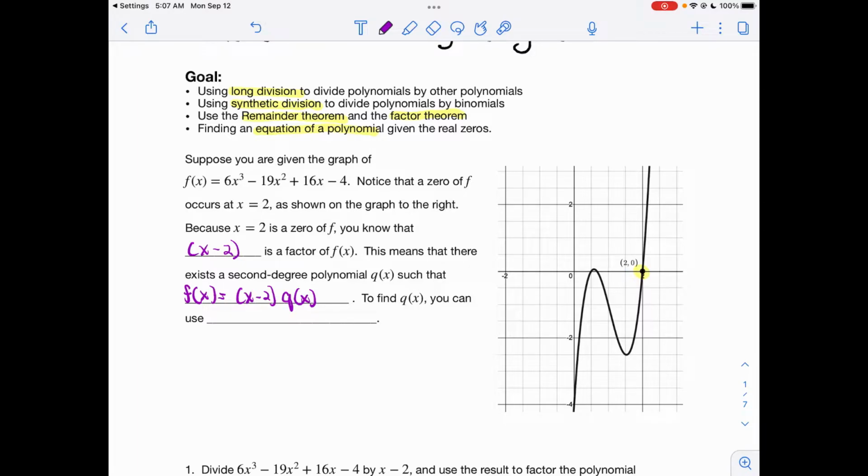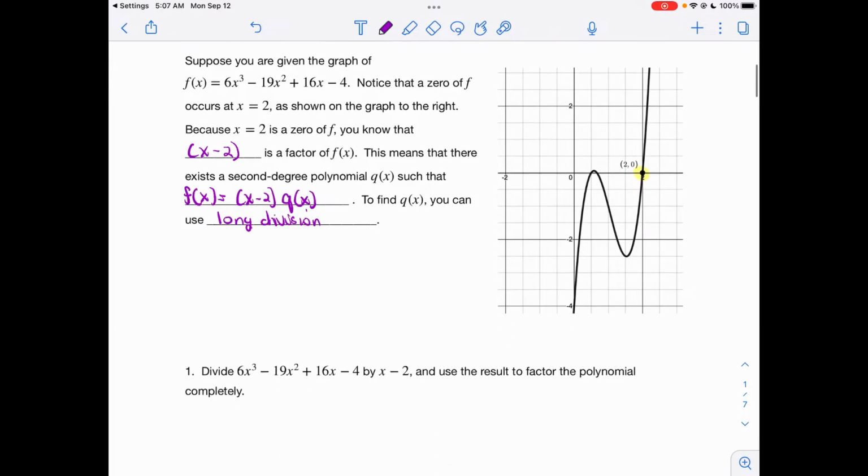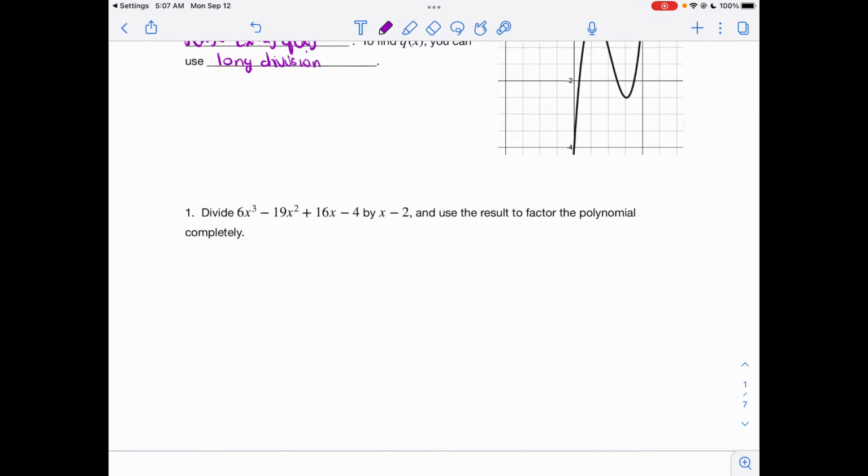And so how do we find this mystery q of x function? Well, how you find that q of x function is simply by long division, or dividing the polynomials. So let's do that. Let's divide the polynomial f of x by x minus 2, its factor, to see what we get.